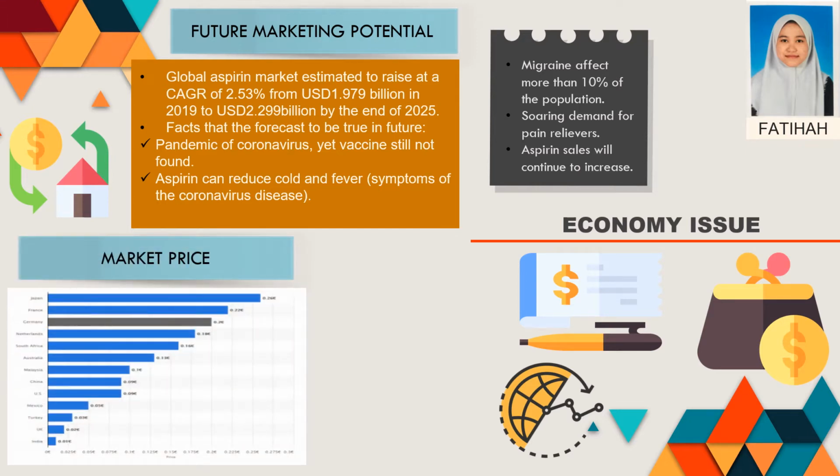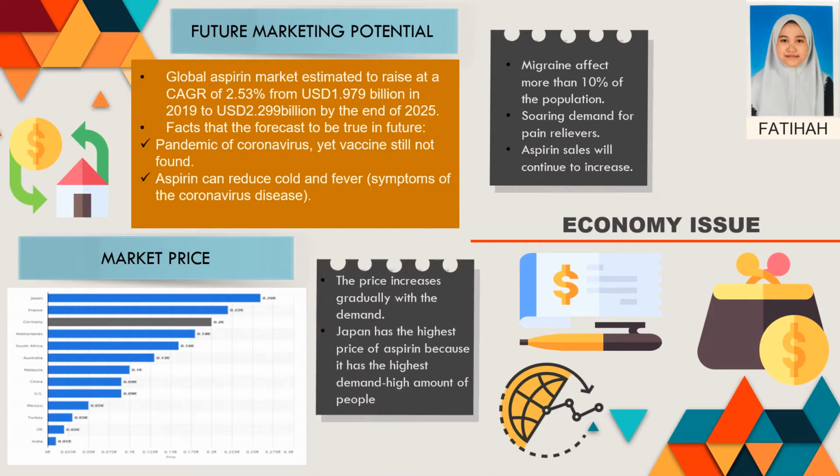Next, I will move to the price of aspirin. The price of a certain product depends on the demand for that product. In hypothesis, the price increases gradually with the demand. Based on the bar chart beside, Japan has the highest price for aspirin. This is because it has the highest demand, as the population of Japan is the highest.